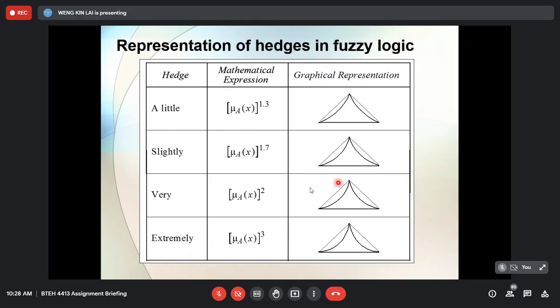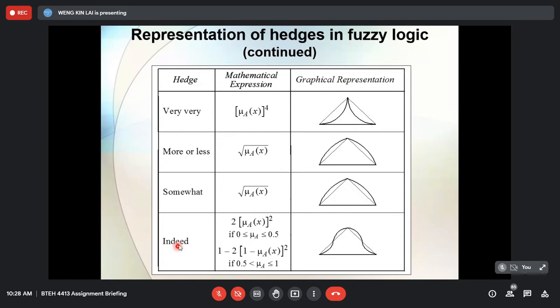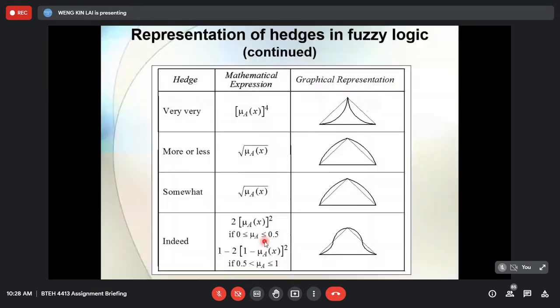Very is a power of 2, and then extremely will be power of 3. So you can see that for the same value in any of these cases, I will still have membership belonging to a little, slightly, very, and extremely. But the actual membership value will change from here to the lowest being here. A little, slightly, very, extremely. On the other side, if you continue, there's also very, very, right? Very, very is much stronger now, stronger than extremely. In a way, it's not so nice English, because they're very, very tall, very, very short, things like that.